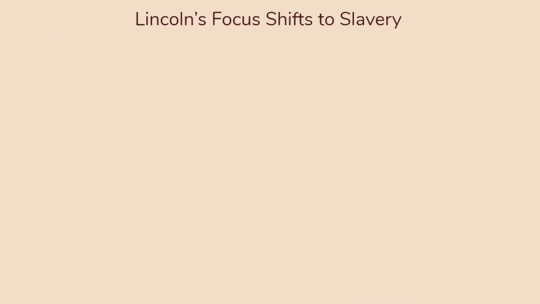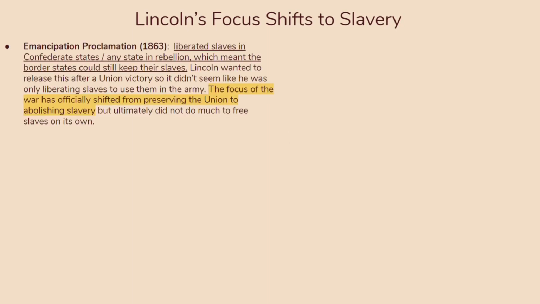Okay, so now let's talk a little bit about how Lincoln's focus is shifting from simply upholding and preserving the Union to actually abolishing slavery. And this really starts with the Emancipation Proclamation in 1863, which liberated slaves in the Confederate States, or really any state in rebellion. And this meant that the border states could still keep their slaves, because, as we know, they were the slave states who stayed in the Union. They didn't rebel. And Lincoln was very careful about doing this.